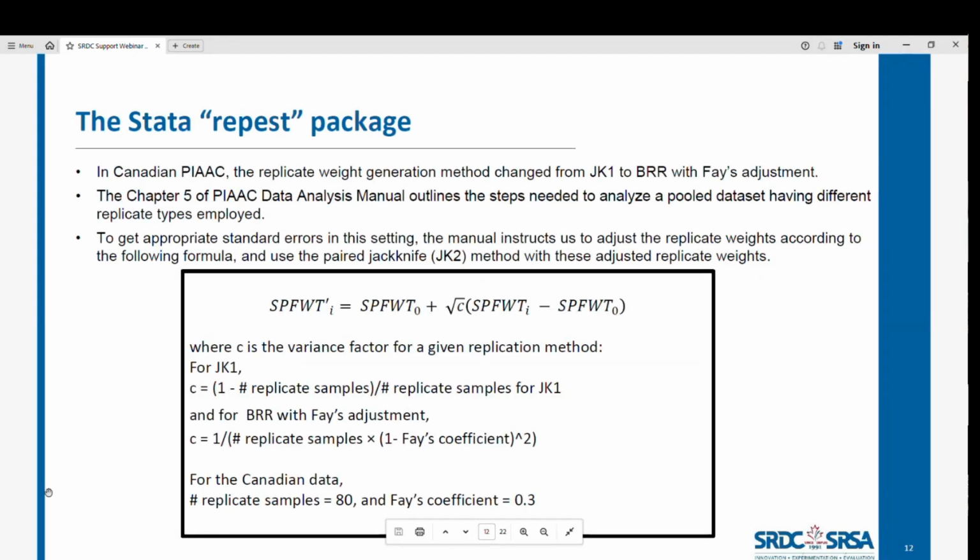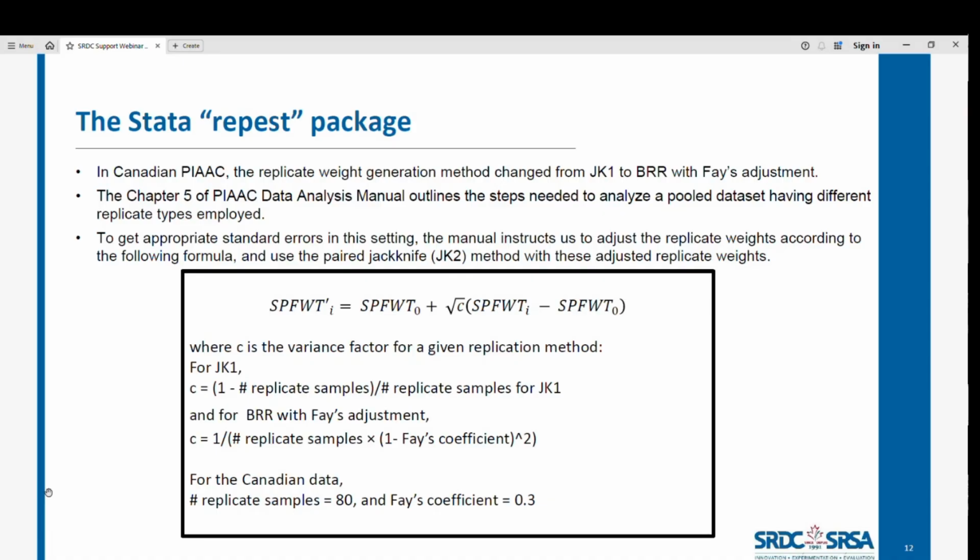So for pooled data analysis with cycle 1 and cycle 2 data, it's important to check first whether there's a change in replicate weight type employed between the two cycles, to do appropriate standard error calculations. And as Shane pointed out already, in Canada, the replicate weight type changed from Jackknife 1 to balanced repeated replication with phase adjustment. So that means we need to make some adjustment in replicate weights before carrying out pooled data analysis. And Chapter 5 of the PIAAC data analysis manual outlines the steps needed to do so.